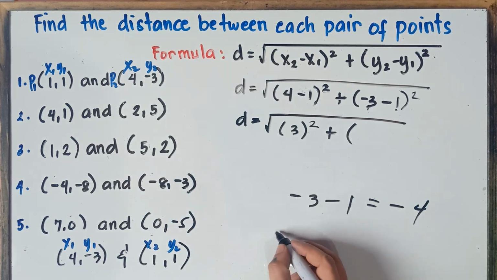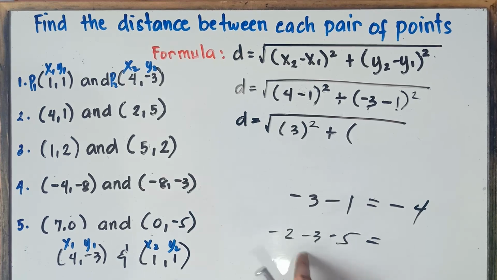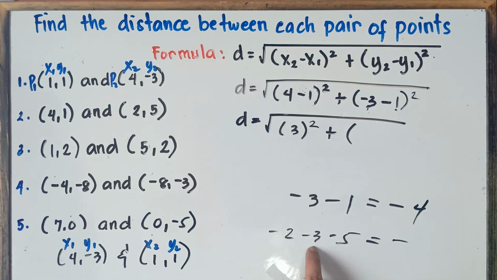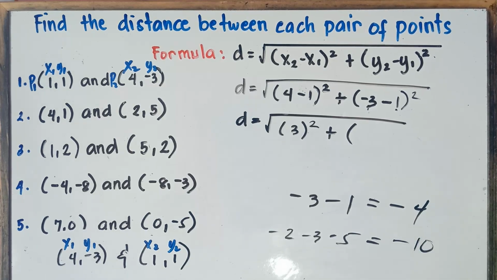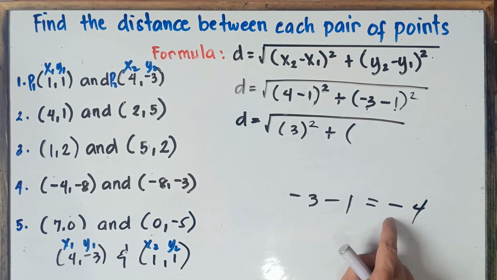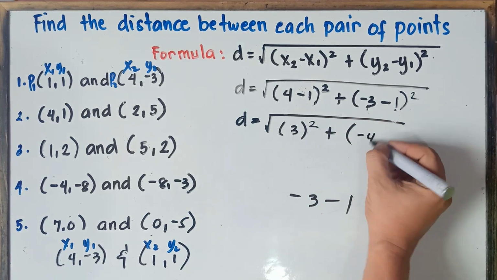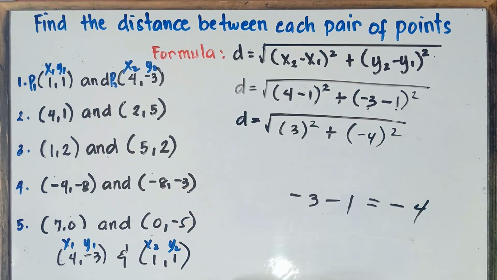Another example, class, if I say negative 2 minus 3 minus 5, what's the answer? You think this way: all negative, negative 2, negative 3, negative 5. Copy the negative sign. Simply add the numbers. 2 plus 3 is 5, plus 5 is 10. Negative, negative, simply copy the negative sign and add the numbers. So negative 3 minus 1 would be negative 4. And then do not forget squared.